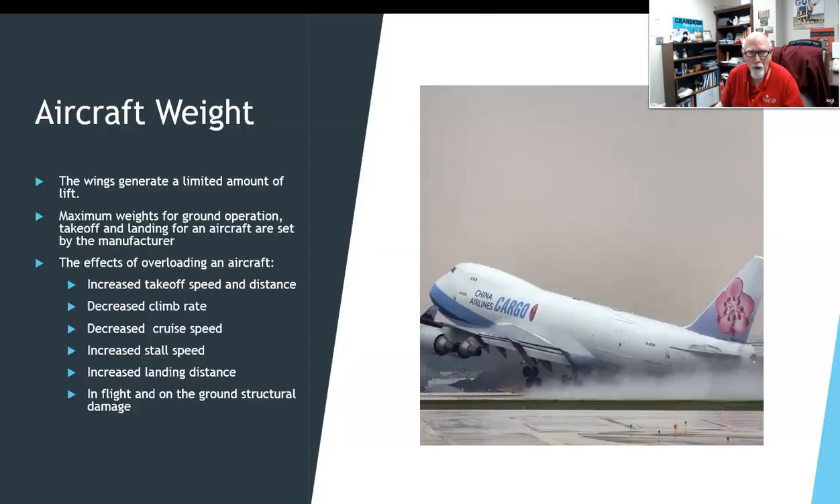Weight and balance has to do with the balance of the aircraft when it's flying. The wings generate a limited amount of lift, which has to be greater than the weight of the aircraft. Maximum weights for ground operation, takeoff and landing, are set by the manufacturer. The effects of overloading the aircraft with weight will increase your takeoff speed and distance, will decrease your climb rate, will decrease your cruise speed, will increase your stall speed, increase your landing distance, and in flight, you can have damage structurally to the aircraft.